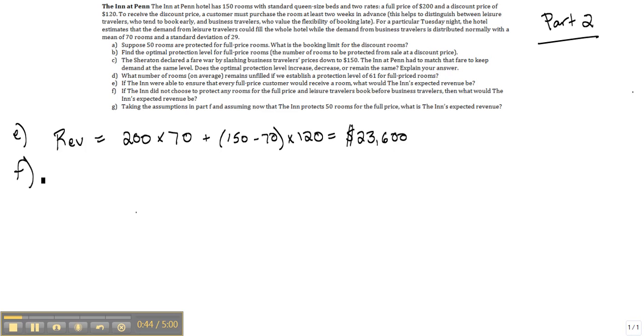For part F, if we didn't protect any rooms, then we would assume that, and charge everyone the leisure traveler price, we'd assume that all 150 rooms were sold at this price of 120 for a revenue of just $18,000.